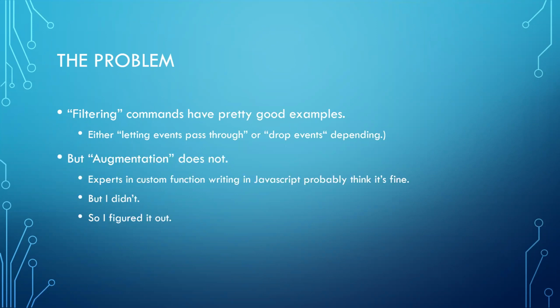But unfortunately, the augmentation example dives straight into stuff that I think JavaScript experts probably find second nature, but I don't. I did not at all. I don't know what a promise is. I mean, I have a vague idea. I couldn't read half the code. It was convoluted and too big of a jump from the simple filtering ones that I think we could follow to the augmentation ones, but I just couldn't. So I figured it out in other ways.